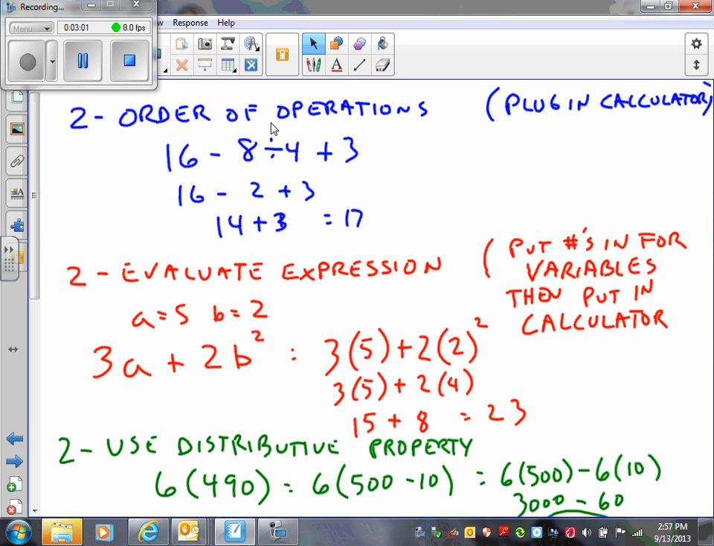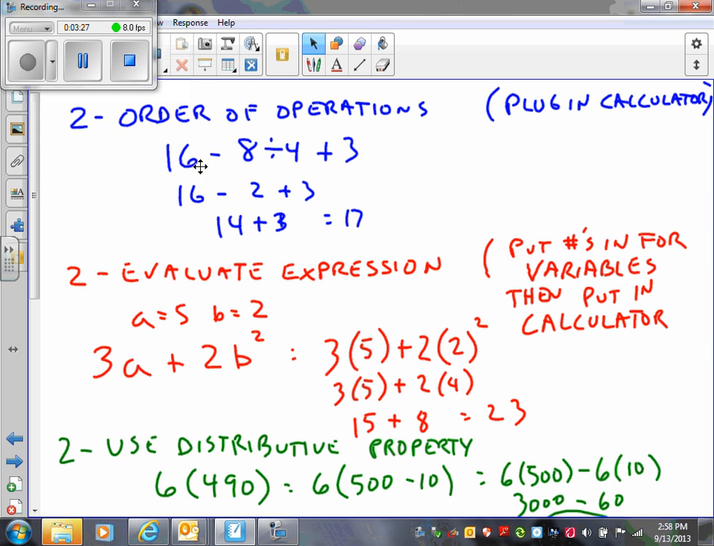You have 2 problems that are order of operation problems. You just plug it into the calculator exactly the way it's written and you'll be fine. You know, order of operations, you're supposed to do parentheses first, then exponents, then multiply or divide from left to right. So whichever one you see first, you do first. Then add or subtract from left to right.